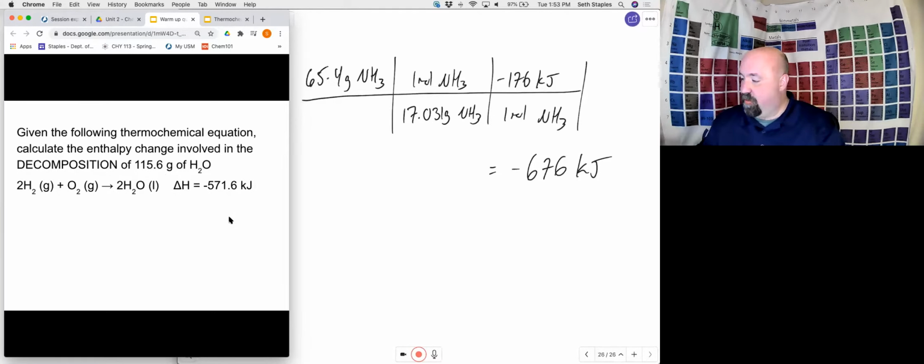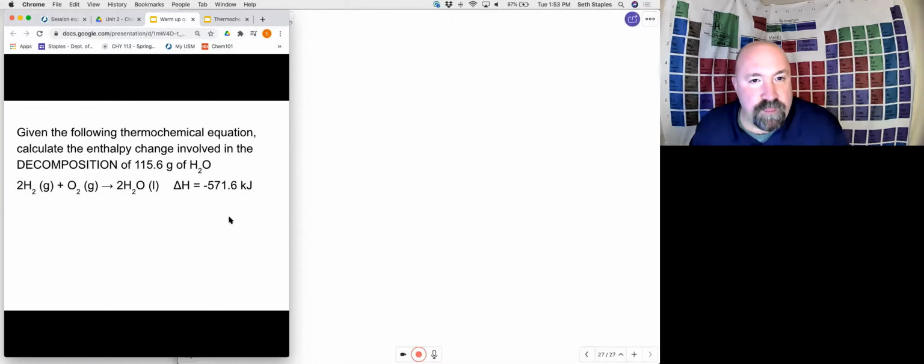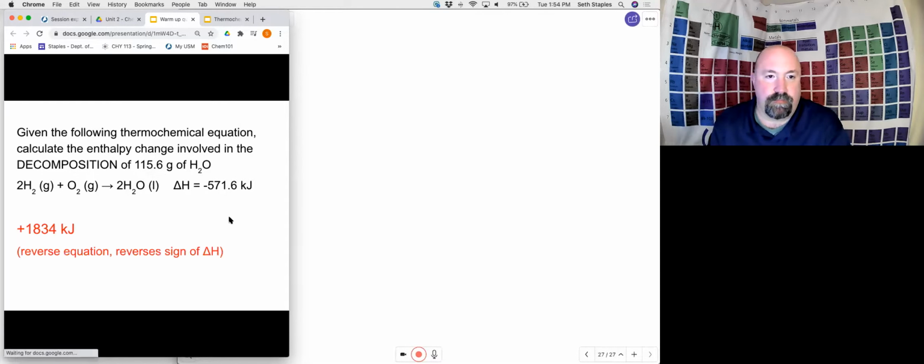Next is another thermochemical equation problem. And so here we're given the equation for the synthesis of water and the thermochemical data that goes along with it. However, in this question, you want to calculate the enthalpy change that's actually involved in the decomposition of water. So think about that. Think about what that means for our thermochemical equation and try to do the problem. I hope you got positive 1834 kilojoules.